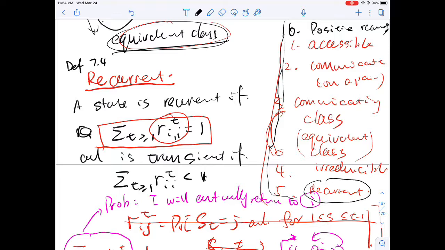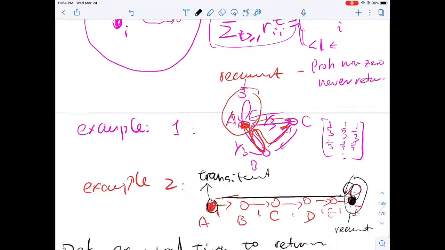So I figure that maybe it's really helpful to list out everything so that you know where we are heading. It's really just a collection of a lot of pretty straightforward definitions. So let's start with the positive recurrent definition. Now we are at 7.5.